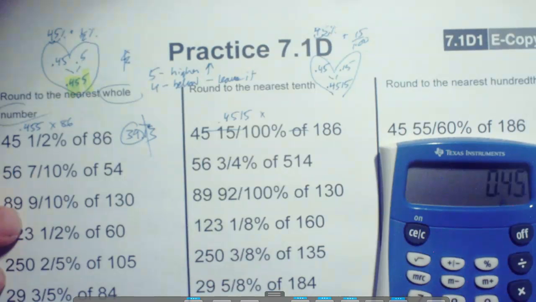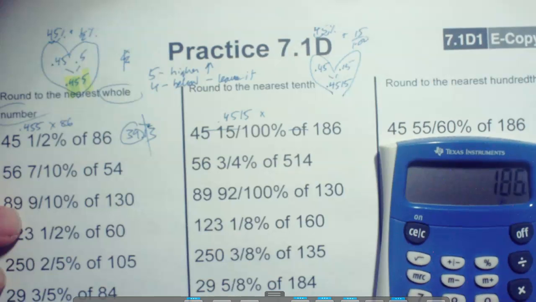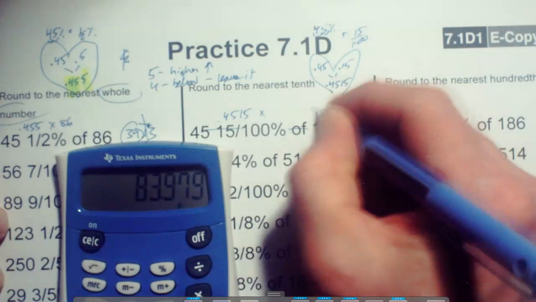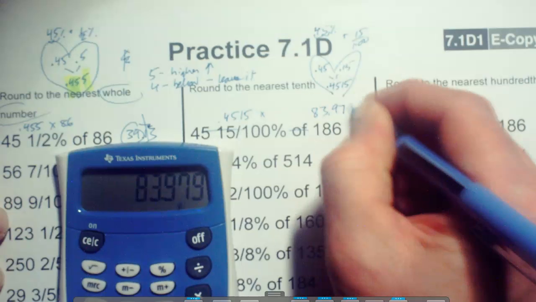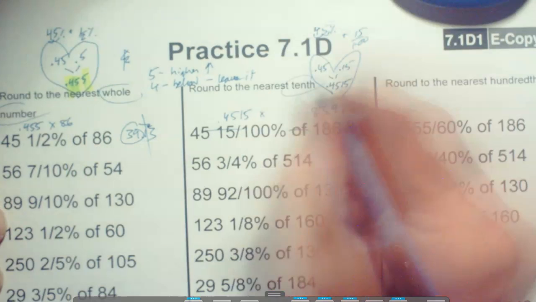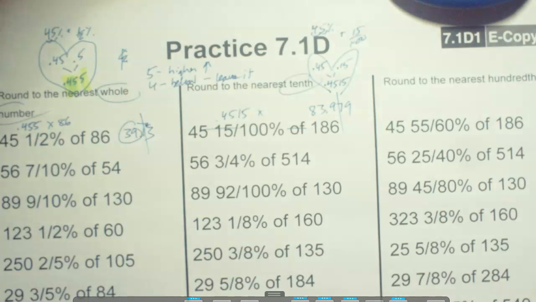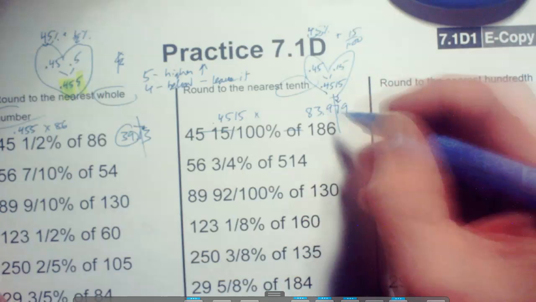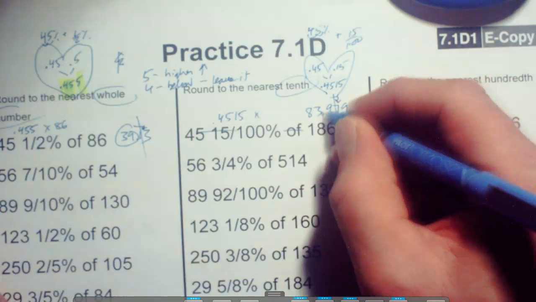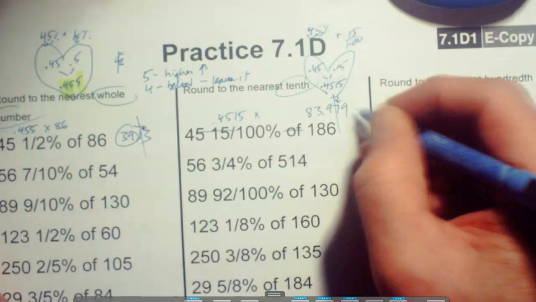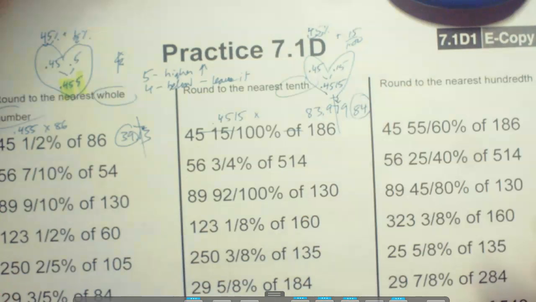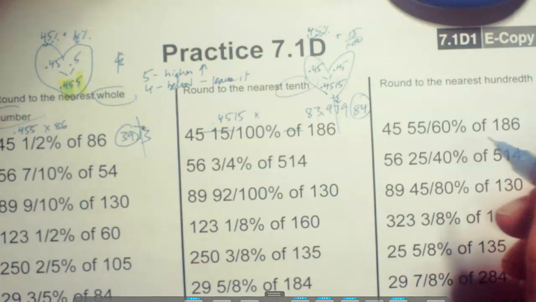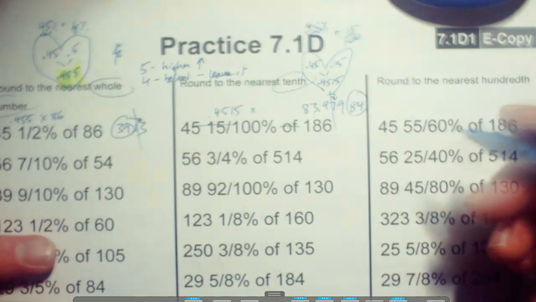0.45, there's your 45%. Here's the extra 15/100ths times 186 equals 83.979. We're rounding to the nearest 10th, so let's put the door in at the 10th. And we're just looking behind that door, is there enough there to bump that up to a 10? Yes, there is, but in that becoming a 10, what really happens is we make a trade and this becomes 84, because we can't have 83.10. It becomes 84.